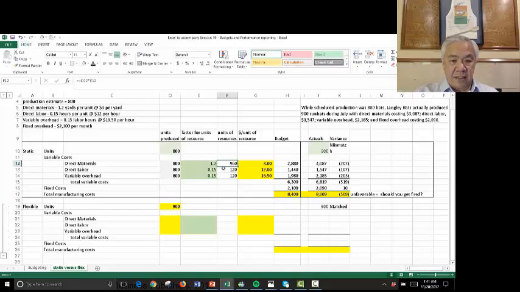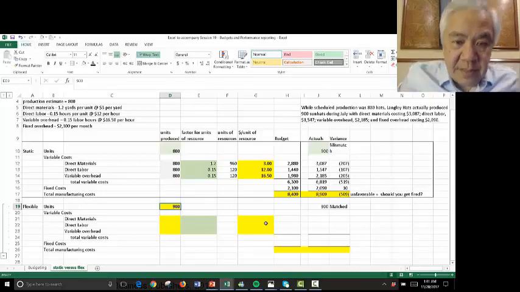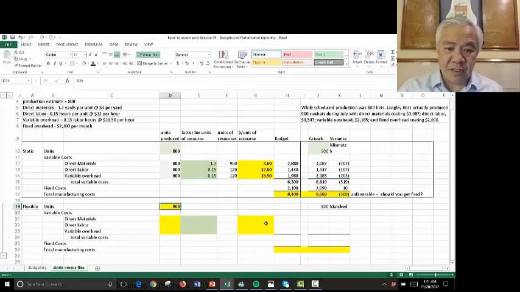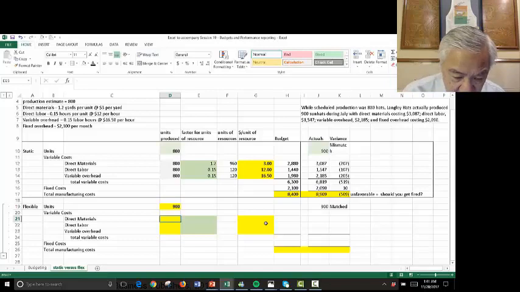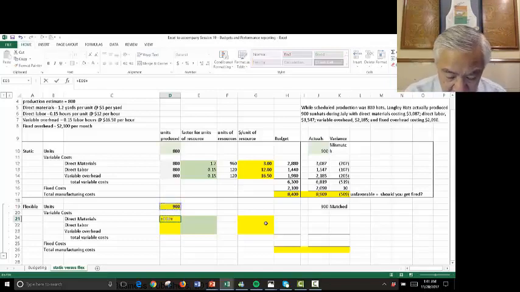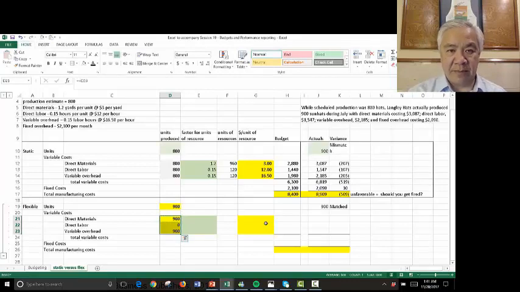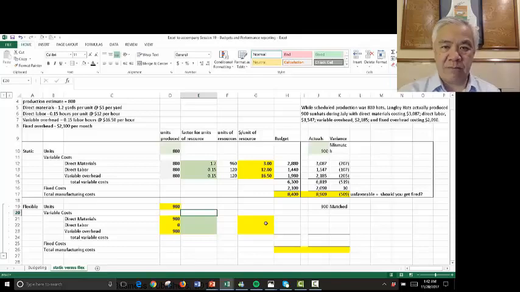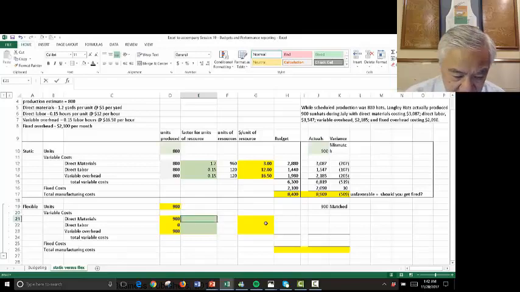Now let's do flex. Flex budget is a variation of what we just did. So watch how this works. You see how we have units produced, but instead of putting 800, I'm putting 900. So I'm going to hold that number as my base for all the variable elements of the budgeted number. The basic idea is we use actual units based on the budgeted per unit variable costs. That's kind of the insight. The next part is the same, where our standards are the same.